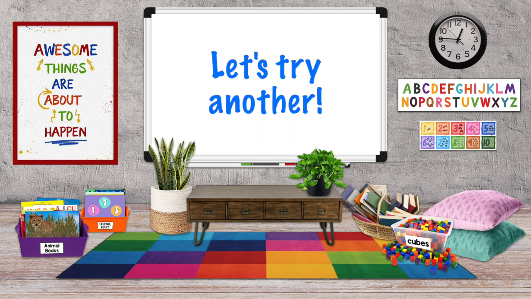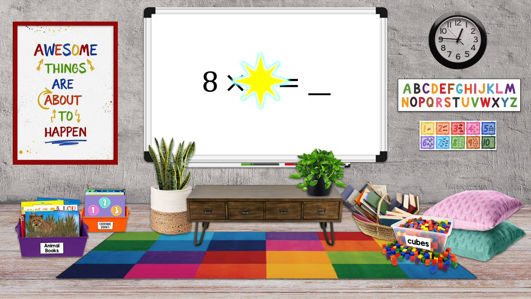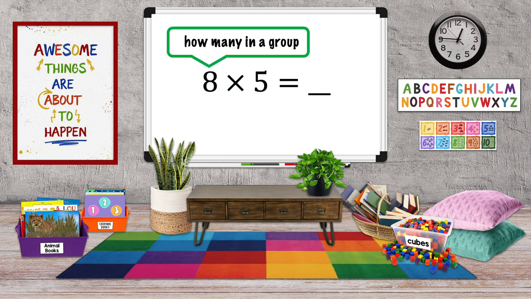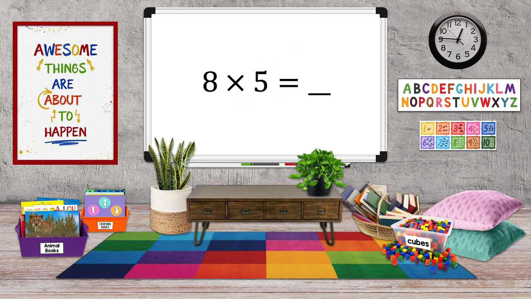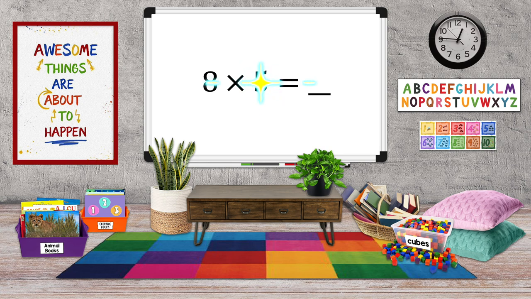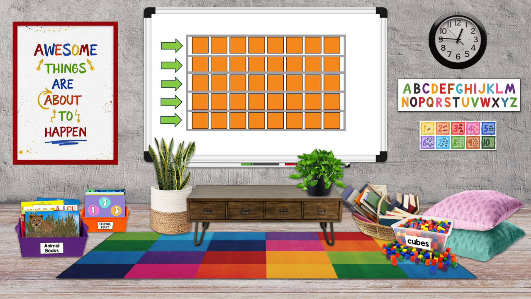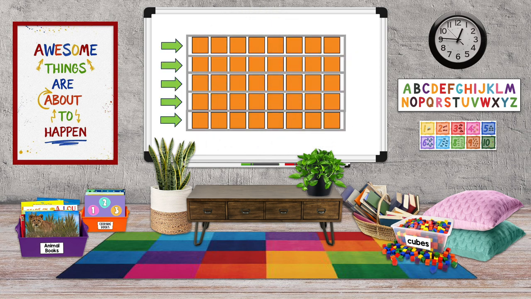Let's try another. This time we're going to have to find the product. Here's our multiplication sentence. 8 times 5 equals what? Our first factor tells us how many in a group or how many columns. 8 in a group, 8 columns. Our second factor tells us how many groups, how many rows. 5 groups, 5 rows. Here's what our array looks like. 8 in a group, 5 groups.